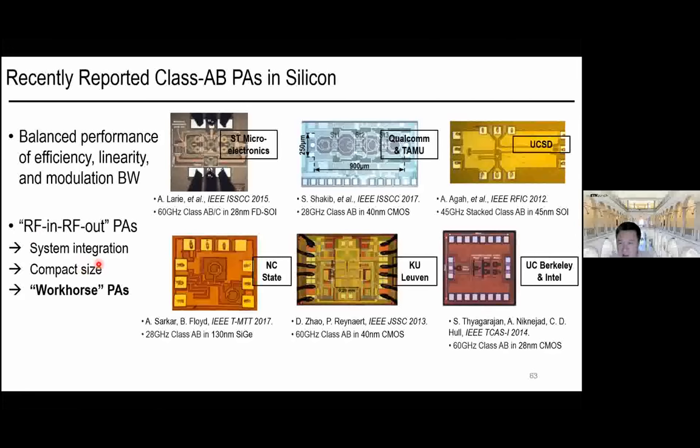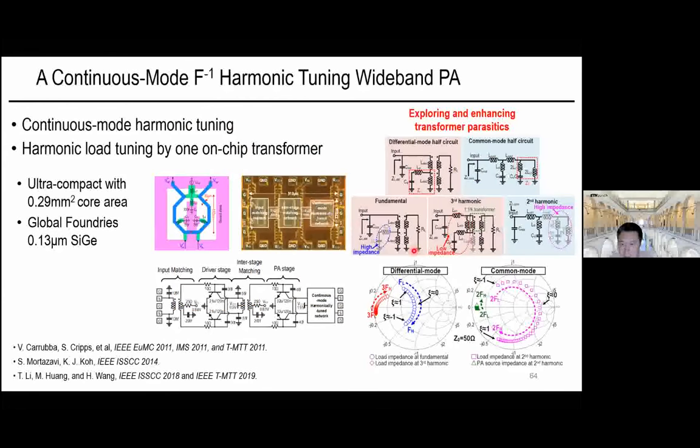Therefore, they are very compact and very easy to be absorbed into system integrations. So as a result, class AB PAs are still serving as workhorse PAs in many millimeter-wave communication or sensing applications. Right, here is a collection of examples.